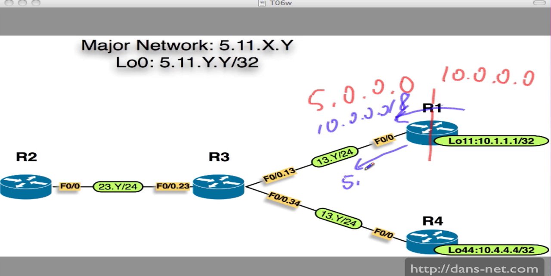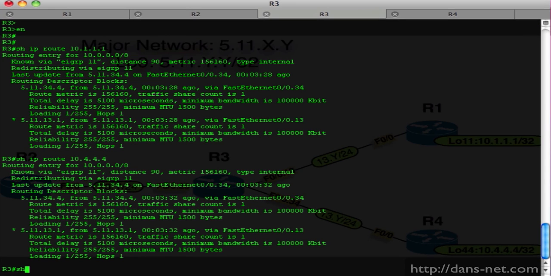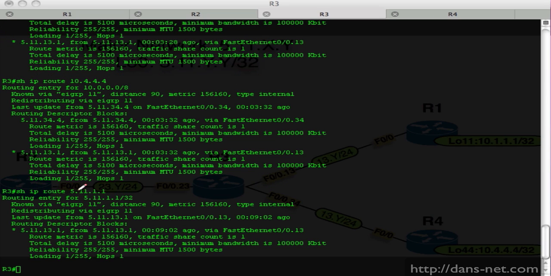So R1 sends a 5.11.1.1/32 route to R3. On R3, we should see a /32 route for R1's loopback 0. Let's check it out. We do see a /32 route for R1's loopback 0, and it's pointing, of course, in the right direction.